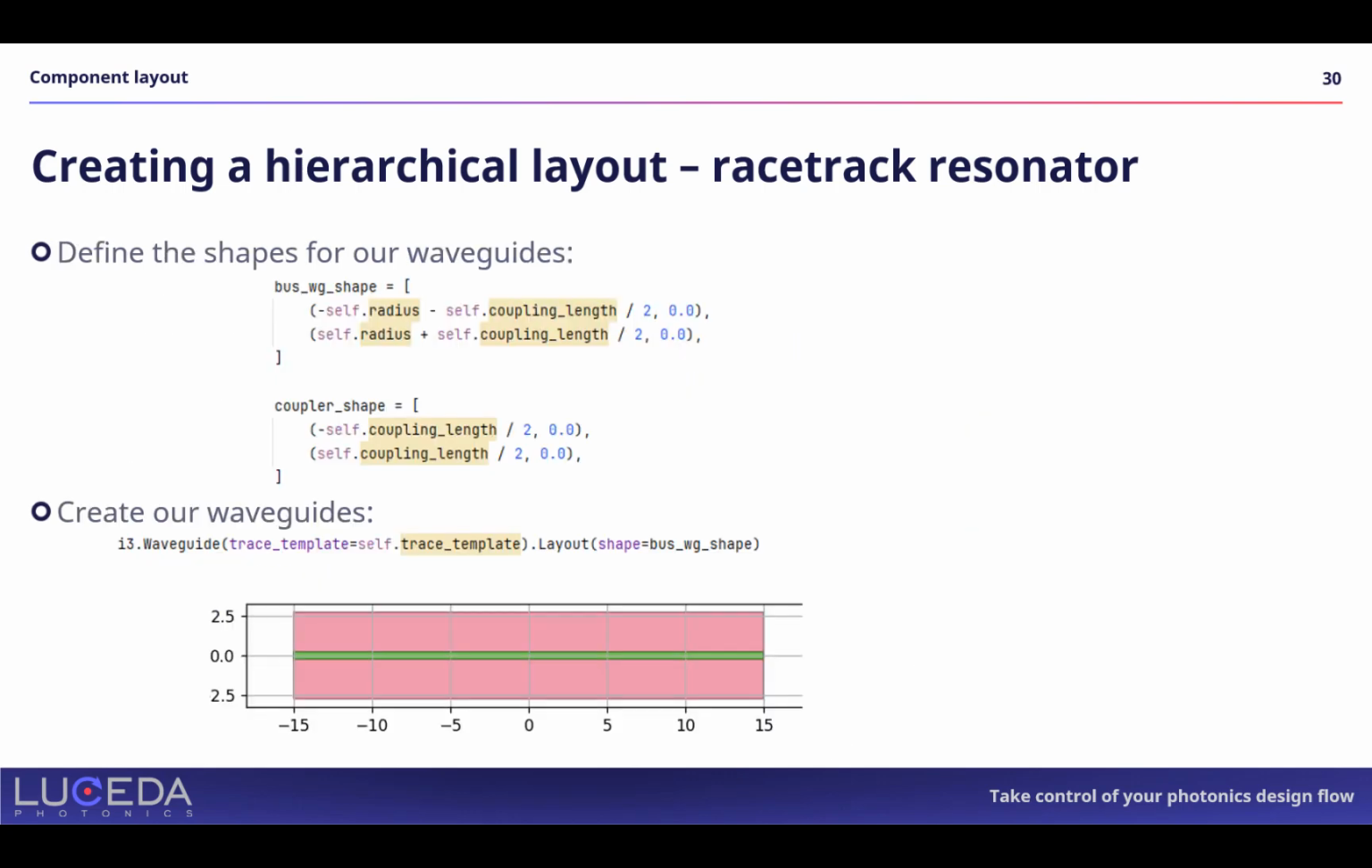We define the shapes of our waveguides directly as a list of points. The bus waveguide shape is defined as a straight line. The start and end points are determined by the radius and half of the coupling length, indicating that this waveguide extends beyond the coupling region on both sides. The coupler length spans the length of the coupling region. We then create our waveguide using i3.waveguide, using the trace template.